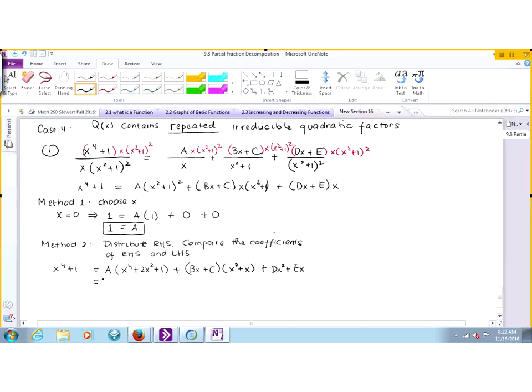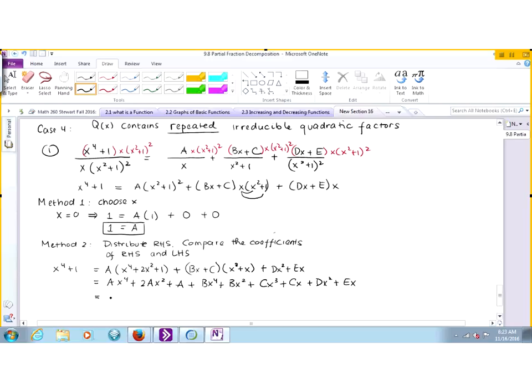Okay. So now, what do I have here? You distribute, you multiply it here. Oh yeah, we are going to do it now. So this is a x to the 4 plus 2a x squared plus a. Now we are going to do the FOIL. Plus, what is this? bx to the 4 plus bx squared plus cx cubed plus cx plus dx squared plus ex.